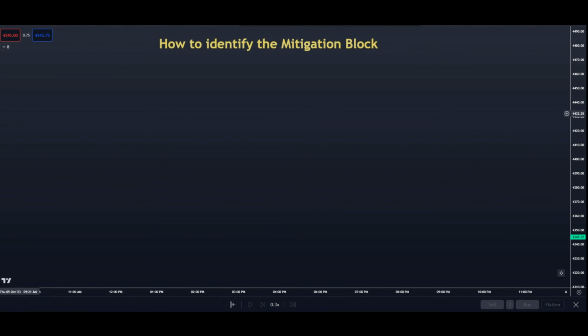Why does the mitigation block work? If you're anything like me, you want to know why. I'm a big person on why. It's just how I learn. I'm very curious by nature.